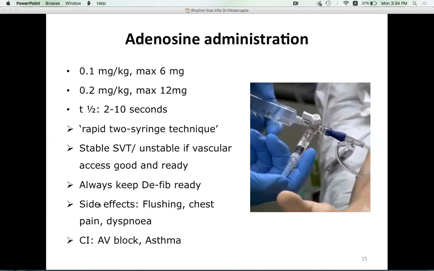So we have to use a rapid two-syringe technique to administer adenosine. It is a drug of choice for stable SVTs. However, even in unstable SVTs, it can be used if vascular access is good and ready to use. You have to keep a defibrillator always ready in case the adenosine fails. The side effects of this drug are flushing, chest pain, and dyspnea, and hence it is contraindicated in AV block and asthma.